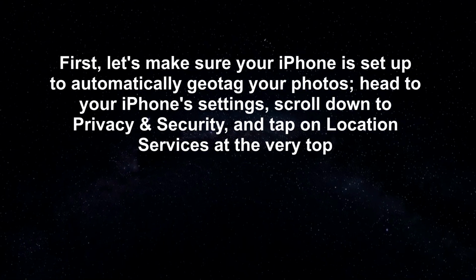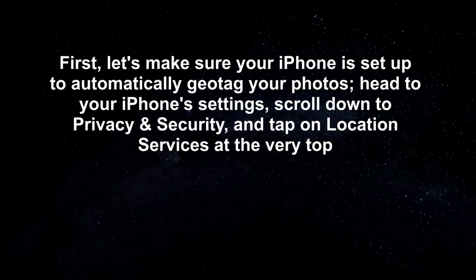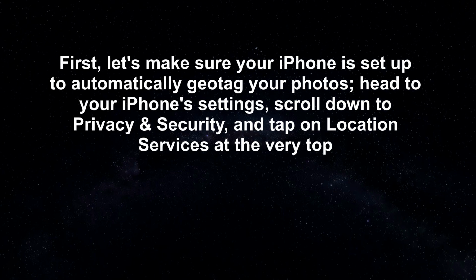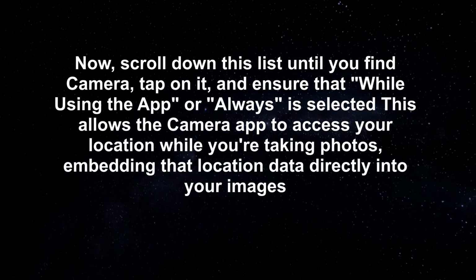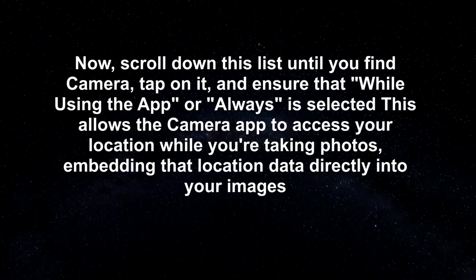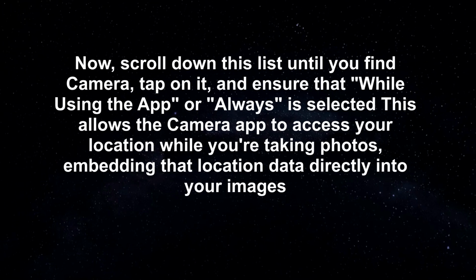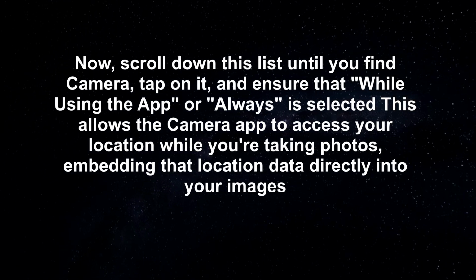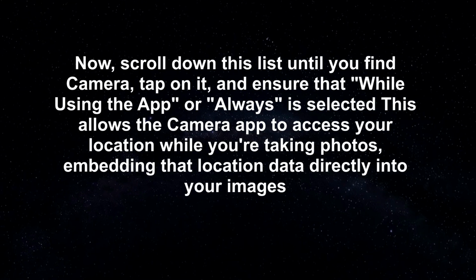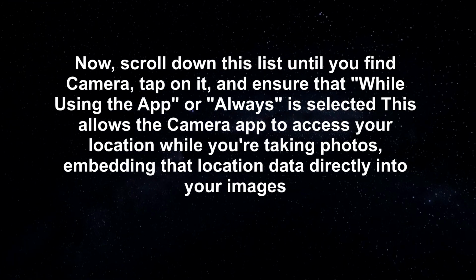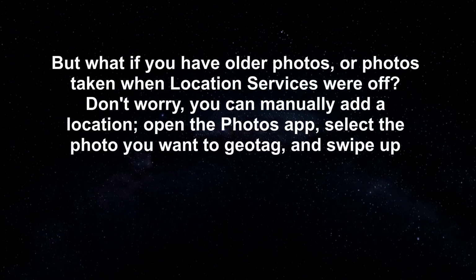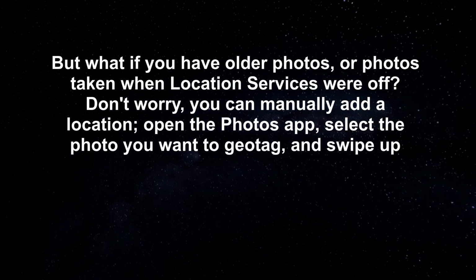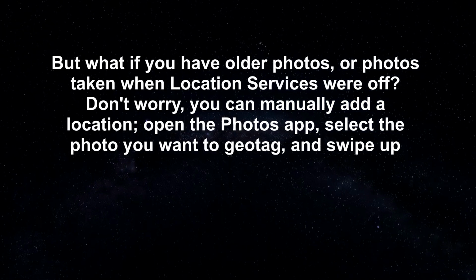Head to your iPhone settings, scroll down to Privacy and Security, and tap on Location Services at the very top. Now, scroll down this list until you find Camera. Tap on it and ensure that while using the app or always is selected. This allows the camera app to access your location while you're taking photos, embedding that location data directly into your images.